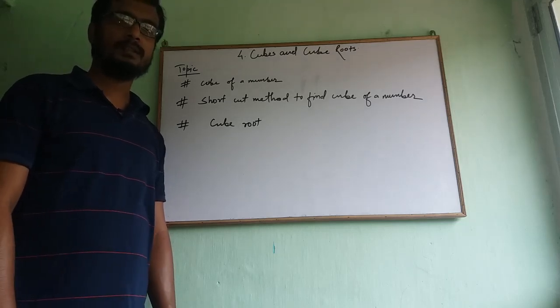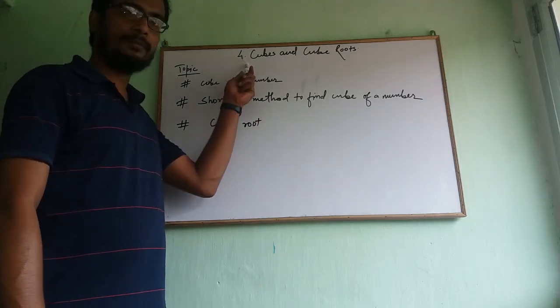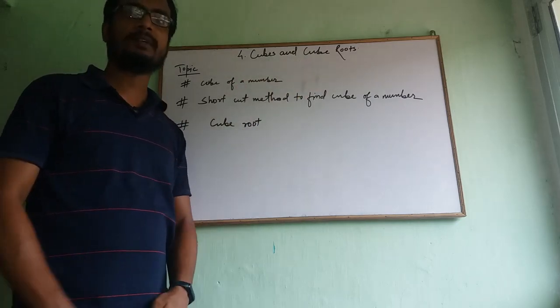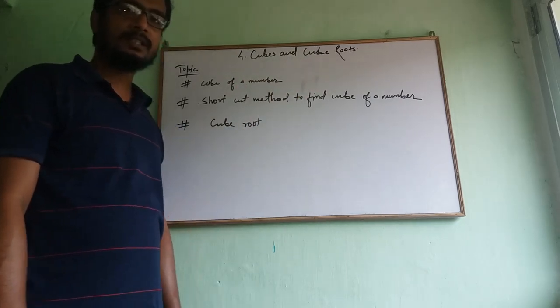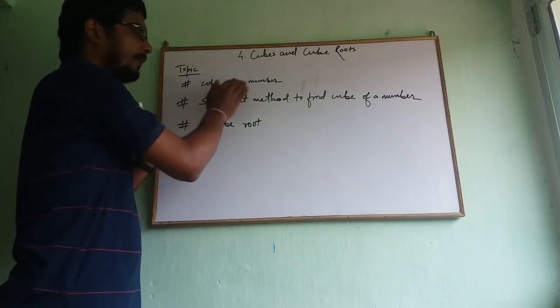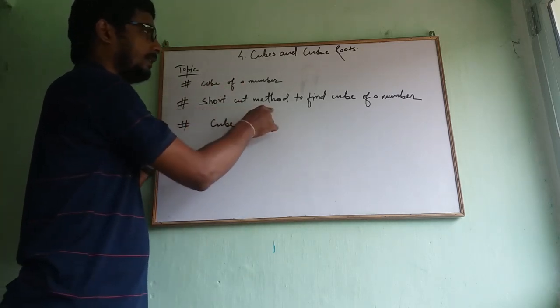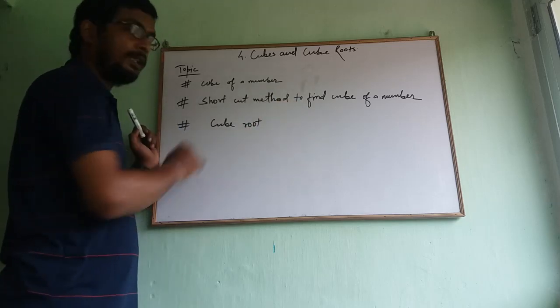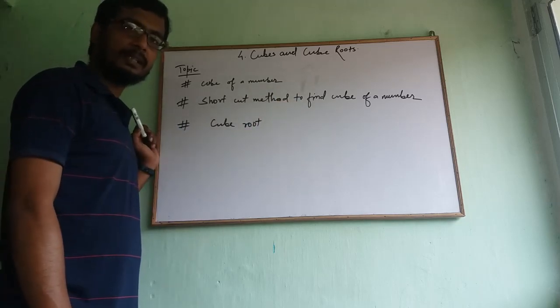Good morning, students. Today we will start chapter 4, cubes and cube roots, of class 8 maths. In this chapter we will discuss the following topics. Number 1, cube of a number. Number 2, shortcut method to find cube of a number, and number 3, cube root. So let's start the topic.